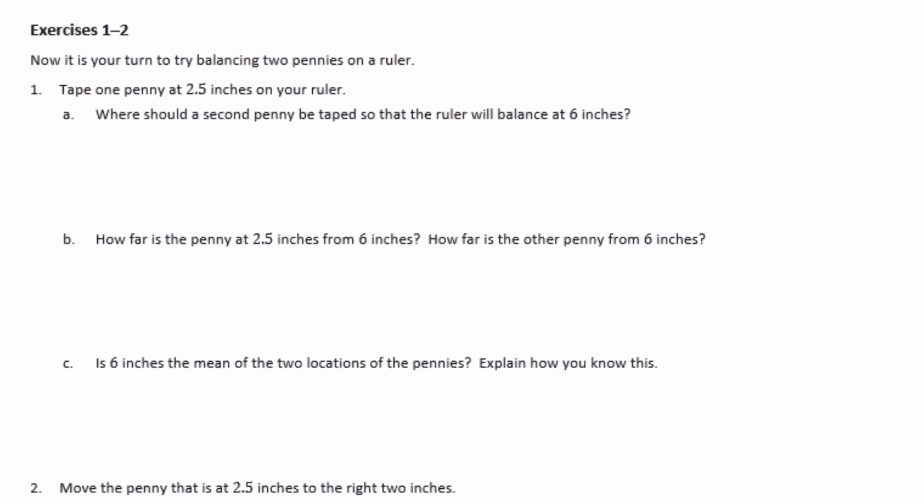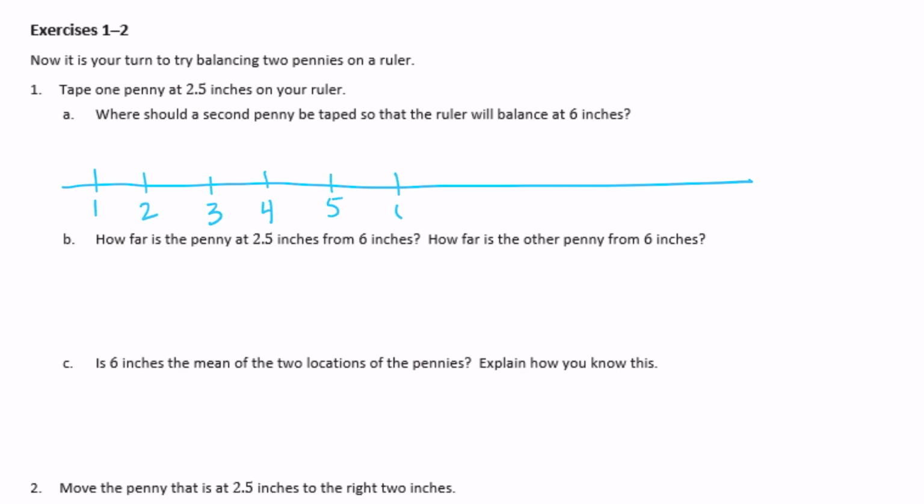Exercises 1 through 2. Now it is your turn to try balancing two pennies on a ruler. Number 1. Tape one penny at 2.5 inches on your ruler. So if you have a ruler, get that out. And you don't necessarily need to tape it, but just set it on 2.5 inches. So I'm going to draw a ruler, and I'm going to put my penny at 2.5 inches. There's my penny, 2.5 inches.